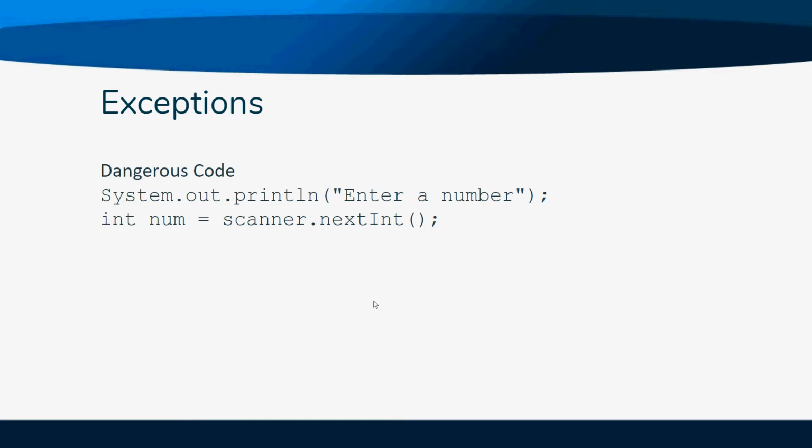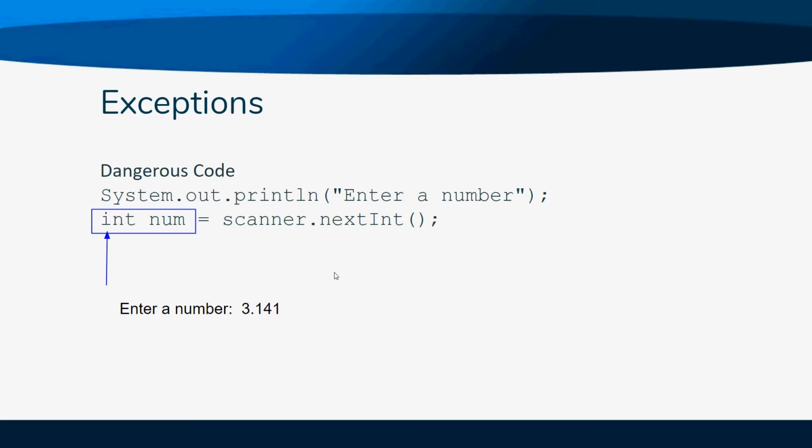Here's another example of an exception. Here I have a System.out.println statement that has them enter a number, and the scanner is reading for a number. Well, what would happen if they enter in the value for pi, 3.1415? It's stored in an int. Or what would happen if they entered in their name?